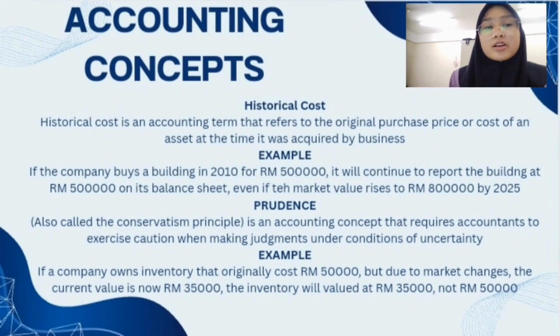I will explain about accounting concept. First, historical cost. Historical cost is an accounting term that refers to the original purchase price or cost of an asset at the time it was acquired by business. For example, if the company buys a building in 2010 for 500,000 ringgit, it will continue to report the building at the 500,000 ringgit on its balance sheet, even if the market value rises to 800,000 ringgit by 2025.